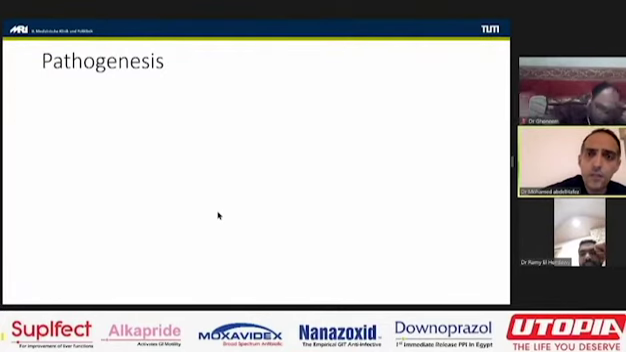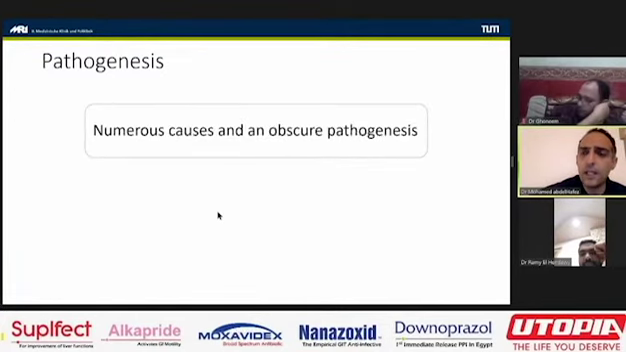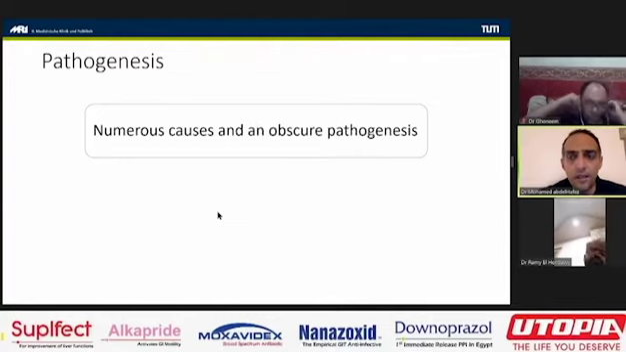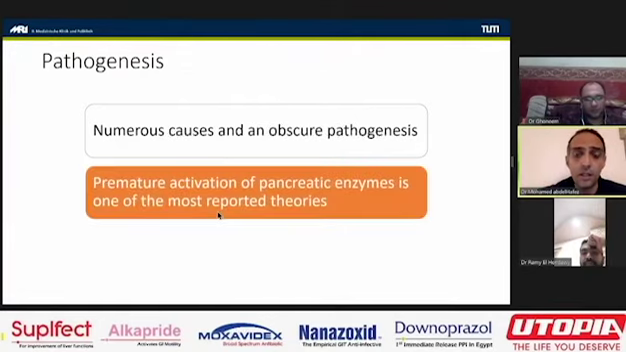Okay, what is the pathogenesis of acute pancreatitis? Actually, we don't understand it until now, although there are many known reasons, but we don't understand 100% the pathophysiology and the pathogenesis of this mechanism. In my hospital, there is a big laboratory. They spend, I think, every year more than 15 million euros just to understand this mechanism, and until now it's not completely clear. But the most acceptable theory is the premature activation of pancreatic enzymes.